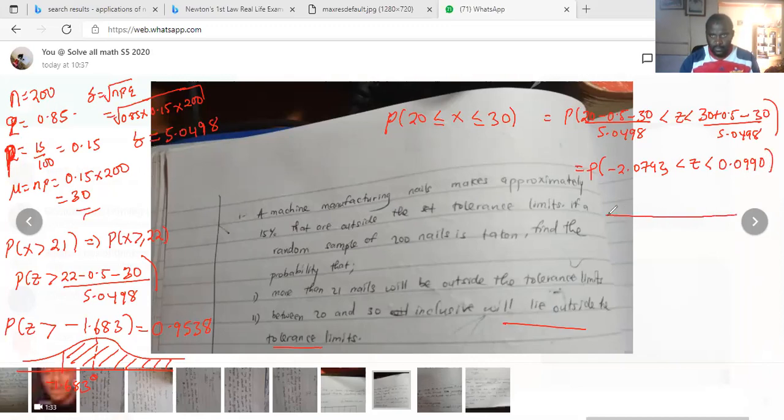So when you see where that probability lies, it lies from the left to the right, inclusive. So get the probability, read the values and get the answer.